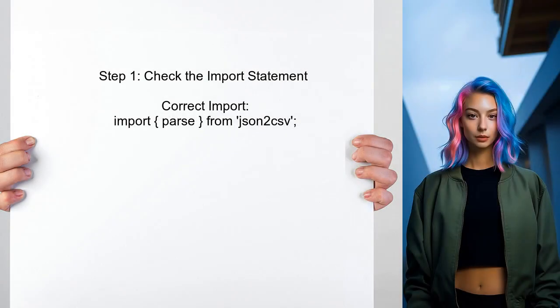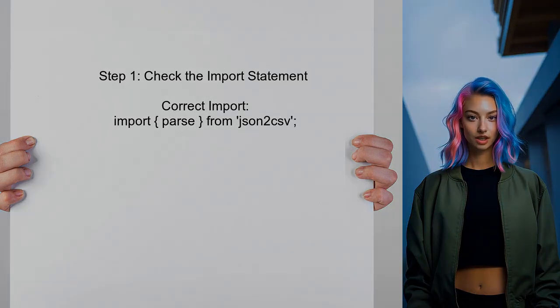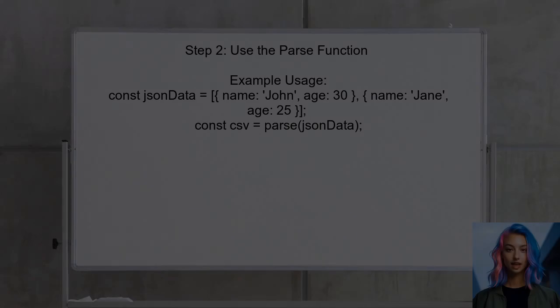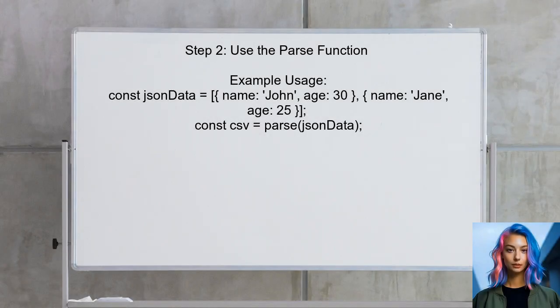To resolve the issue, the user should first check the import statement. The correct import for the json2csv library is not named json2csv, but rather parse. Next, the user needs to ensure they are using the parse function correctly. This function takes a JSON object and converts it to CSV format.